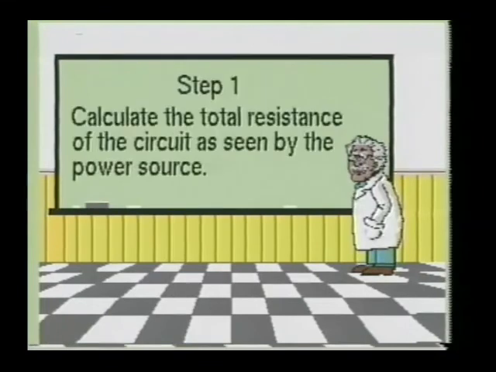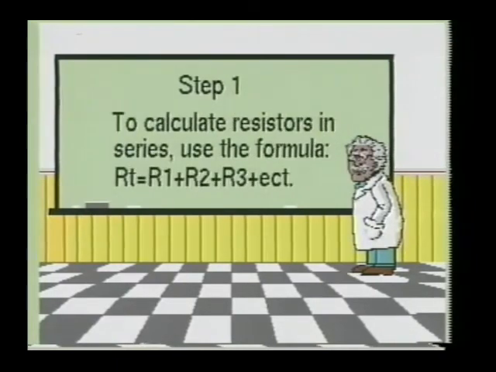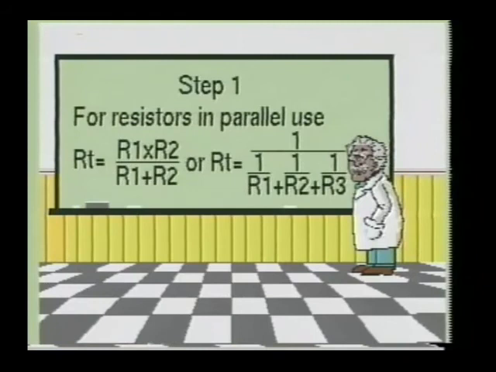As you have seen, figuring complex-looking circuits can be made simple if they are approached in the proper manner. The first step in figuring the characteristics of any circuit is to calculate the total resistance of the circuit. In a series circuit, we use the formula RT equals R1 plus R2 plus R3. In a parallel circuit, we use the formula R1 times R2 divided by R1 plus R2 for two resistors in parallel, and 1 over R1 plus 1 over R2 plus 1 over R3 divided into 1 for multiple resistors.